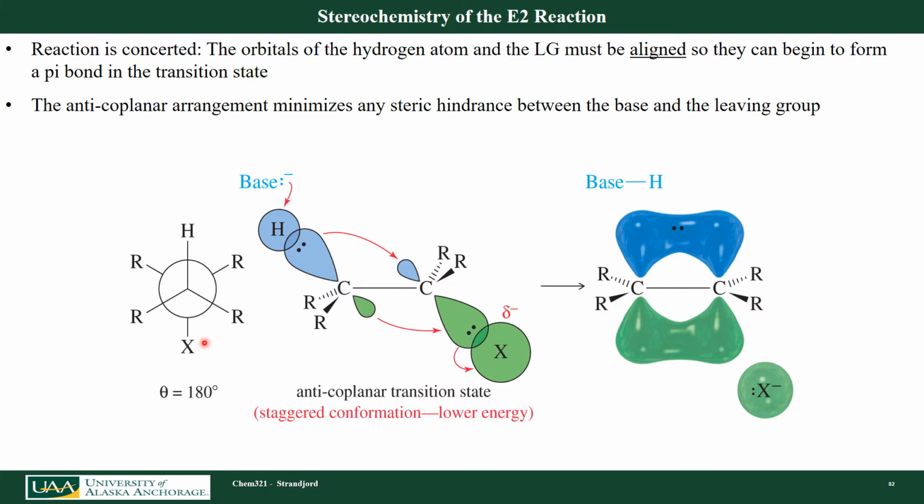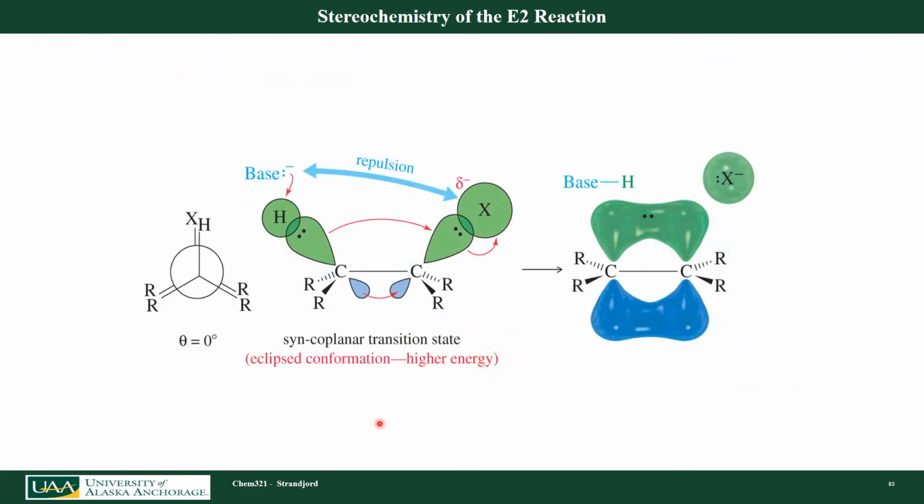If we looked at that from the Newman projection, what we're going to see is my hydrogen, which is going to be abstracted by the base, needs to be anti to that leaving group. In other words, it must be a staggered conformation, the lowest energy. If we were to have those on the same side, there's a lot of repulsion between the electron clouds of these bonds, and this would be an eclipsed conformation, and that's high energy. And so my base and my leaving group tend to repel each other because they're both going to be negative, and that's high energy.